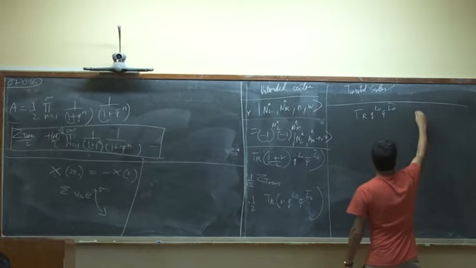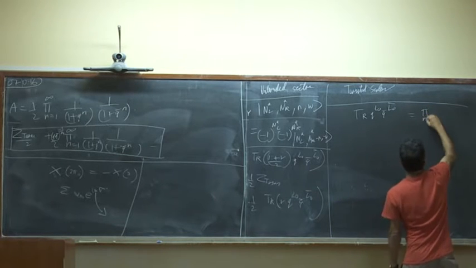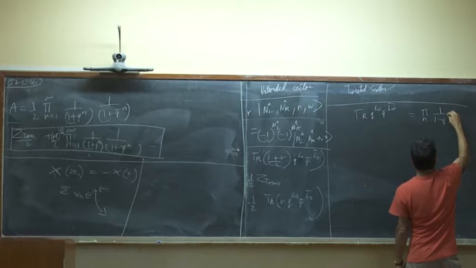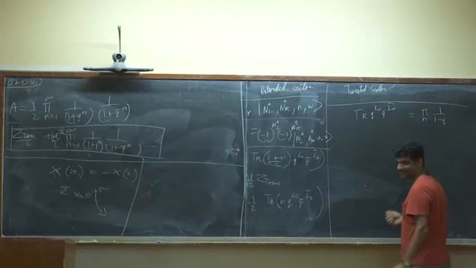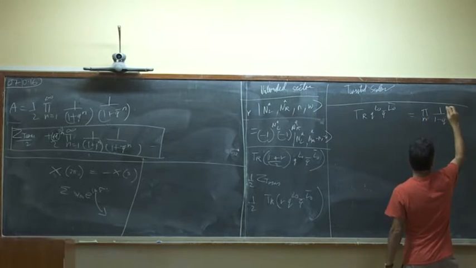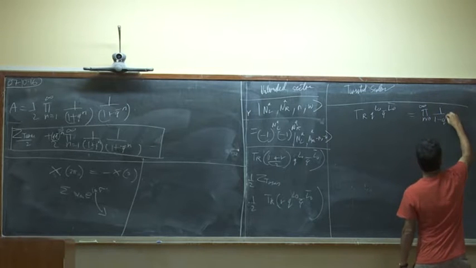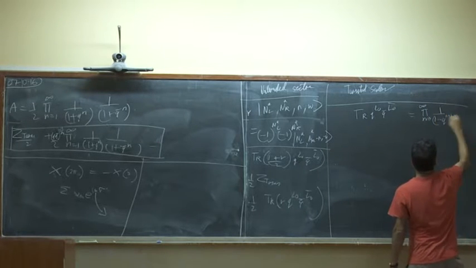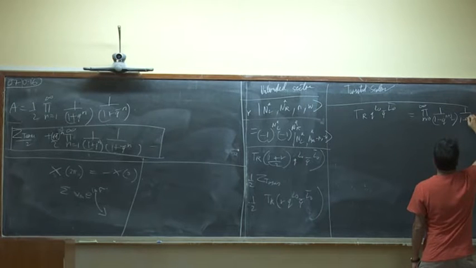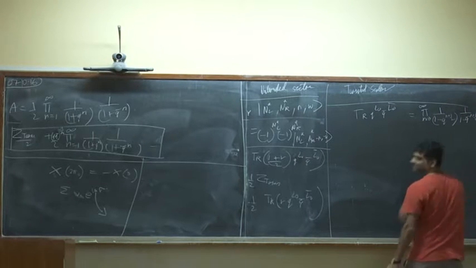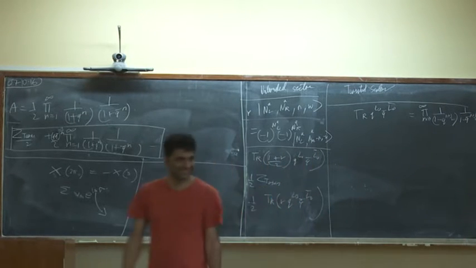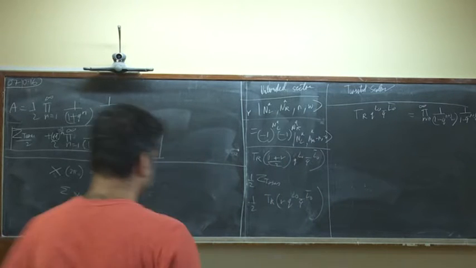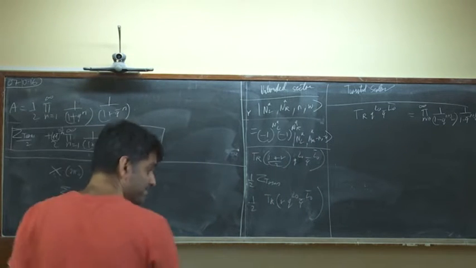So that is equal to product over n of 1 minus q to the power n plus half, n equal to 0 to infinity. Is this clear?